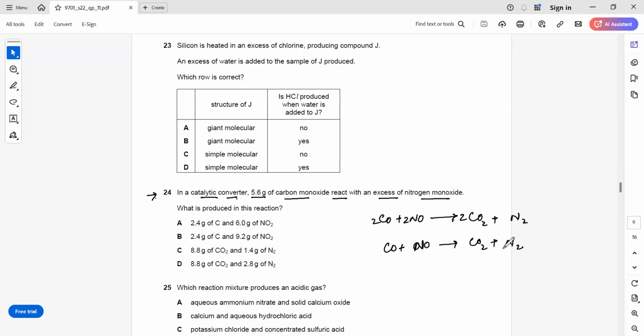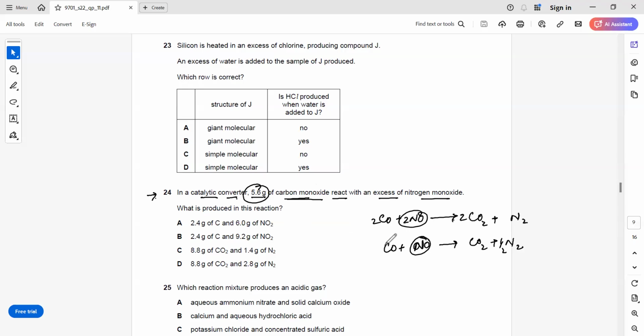Just place 1 by 2 here. So the equation can be balanced in both ways. Now what they are saying, 5.6 gram of carbon monoxide reacted with nitrogen. So this is in excess, so we are not concerned with this. So carbon monoxide is our limiting reactant.